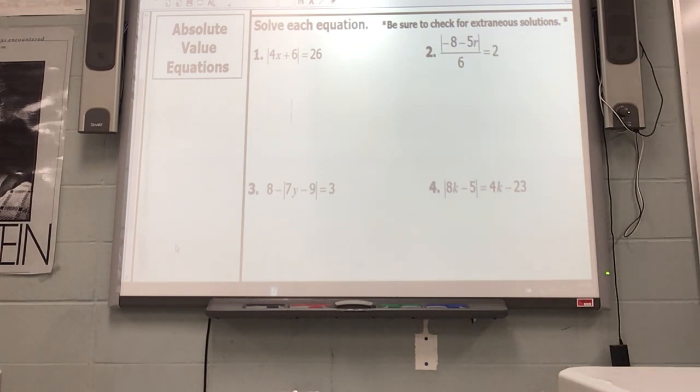I don't know how to check these. Well, you would have to plug them back in and see if it made it a true statement or not. Did you get 2.3? This one, yeah, but I put it into fractions, it's easier. Well, I don't think it's right.